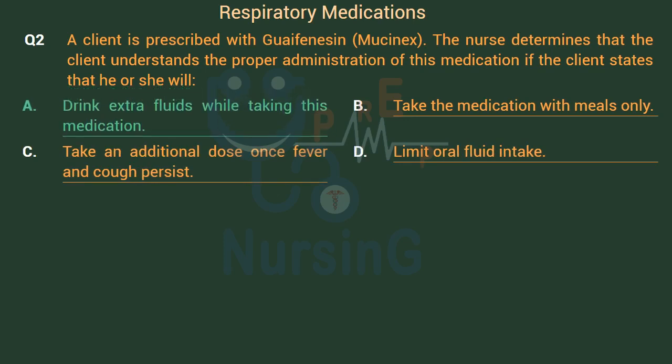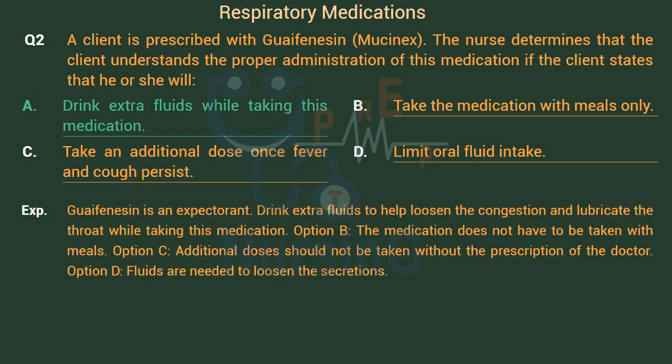Drink extra fluids while taking this medication. Guaifenesin is an expectorant. Drink extra fluids to help loosen the congestion and lubricate the throat while taking this medication. Option B. The medication does not have to be taken with meals. Option C. Additional doses should not be taken without the prescription of the doctor. Option D. Fluids are needed to loosen the secretions.